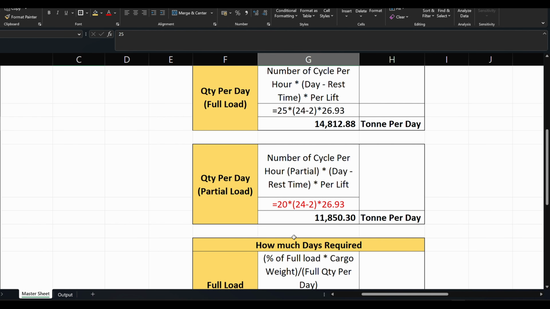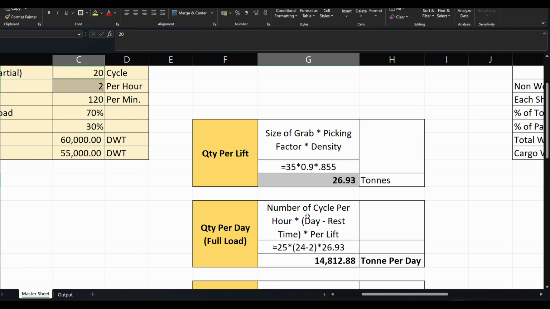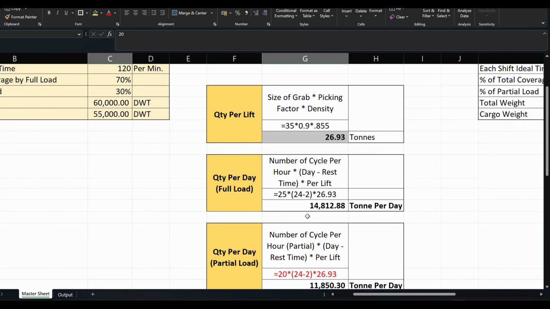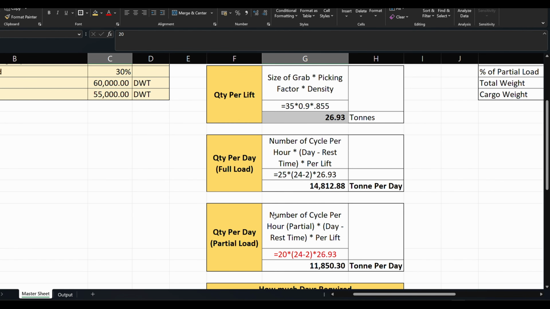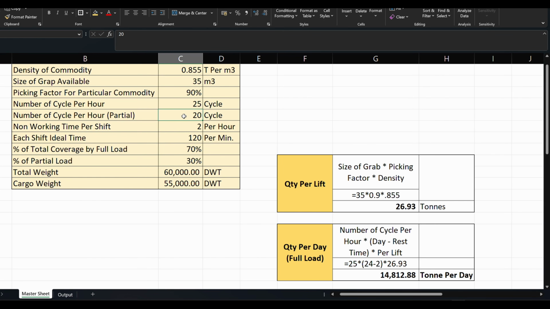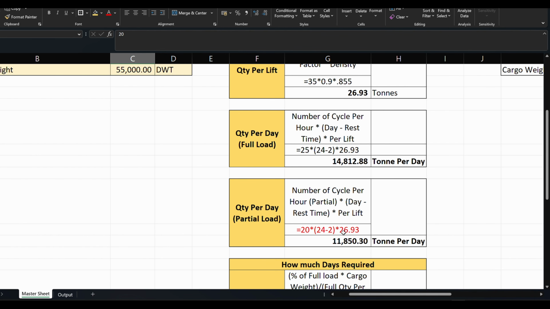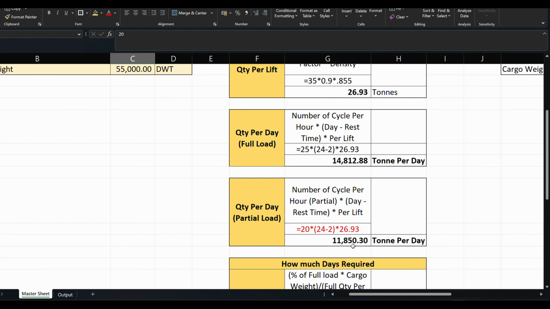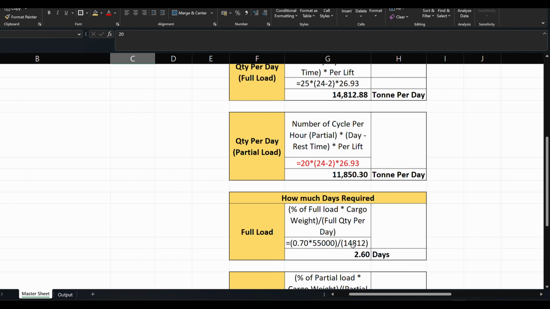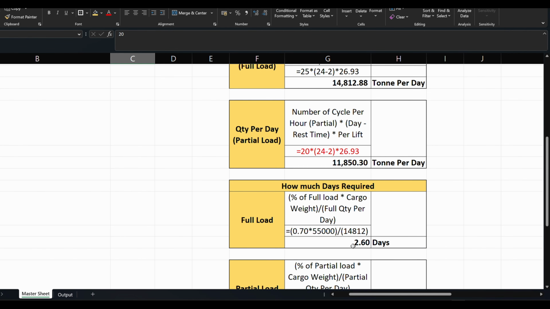Now the quantity per day for partial load. For partial load the formula is the same, only the number of cycles is changed. The partial load is 20 cycles, then 24 minus 2 times 26.93. So for partial load it is 11,850 tons per day. So we have calculated both the full load and partial load.